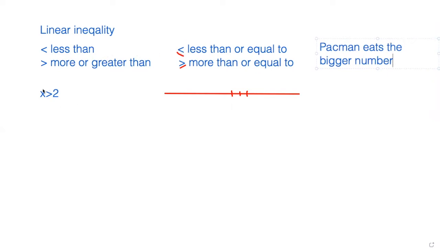So here I wrote x is more than 2. That means x value can be any number more than 2, but not exactly 2. So if we want to draw it in a number line, suppose I have 0 here, 1 here, and 2 here. So x is more than 2, but not exactly 2. So we have to draw an open circle here, the hollow circle, and then from there we have to draw a line up to infinity.